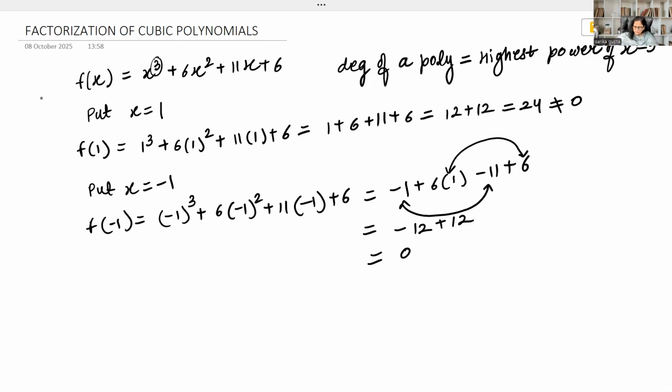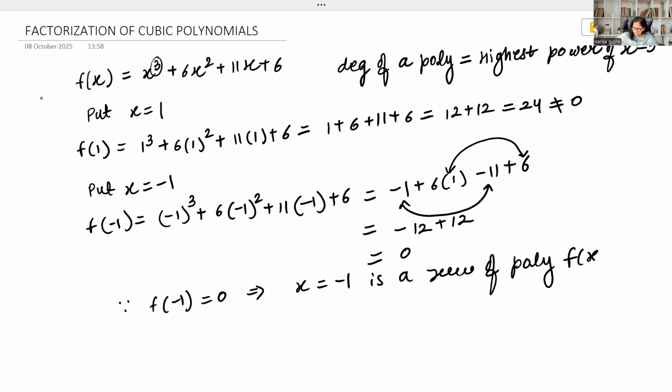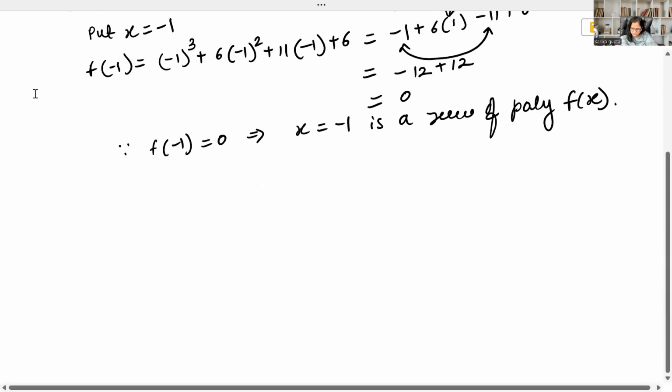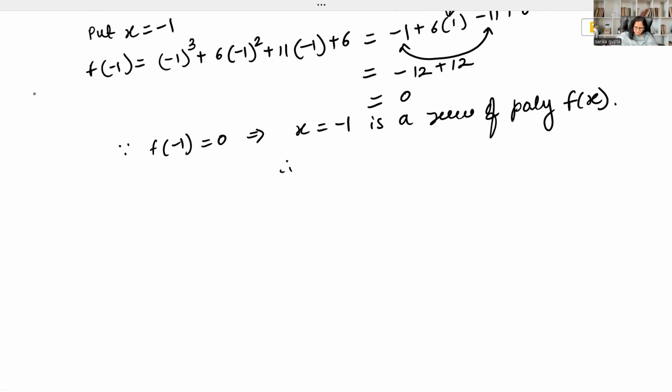Since f of minus 1 is 0, we can conclude that x equal to minus 1 is a 0 of this polynomial. And because x equal to minus 1 is a 0 of this polynomial, hence x plus 1 would be equal to 0. And therefore, x plus 1 is a factor of this polynomial.